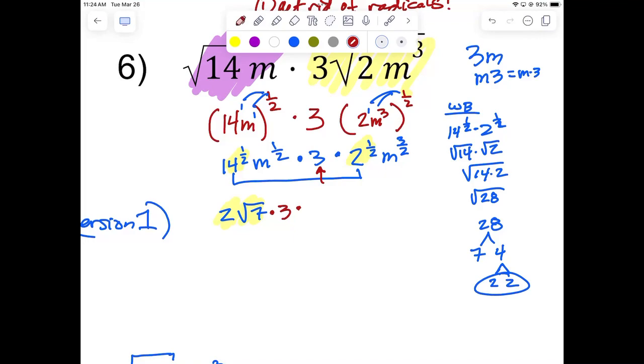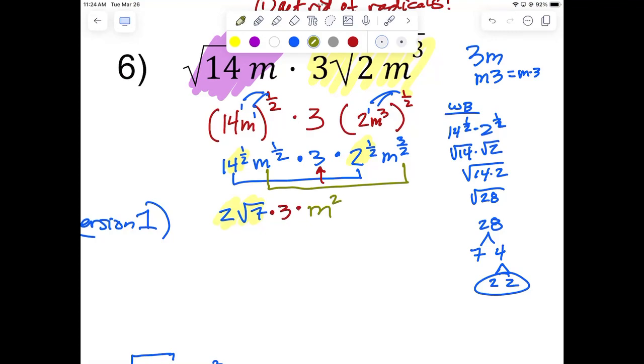Now, let's look at the m's. I got some m's. M to the 1/2 times m to the 3/2. What do I do with the exponents when the bases are the same? I add them. Let's do this together. What is 1/2 plus 3/2? 4/2. What's another name for 4/2? 2. Those add up to 2. So that becomes m squared.